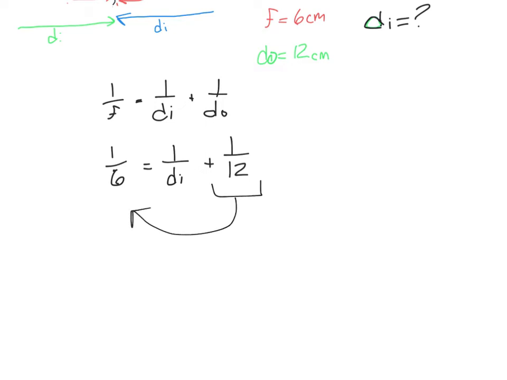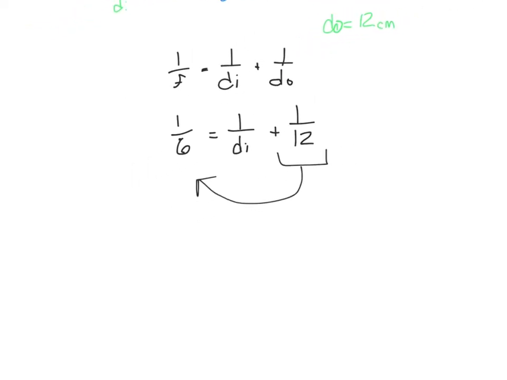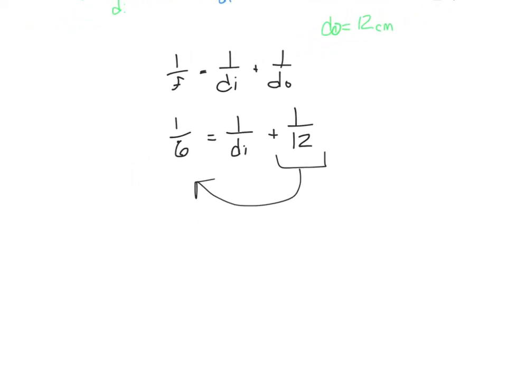Now I can't just pick up a number and move it. That angers the math gods, and we don't like to anger the math gods. So in order to get rid of it, I need to do the opposite mathematical function. Right now, we have a positive, so the opposite function is going to be a negative. So 1/6 is equal to 1/di plus 1/12.